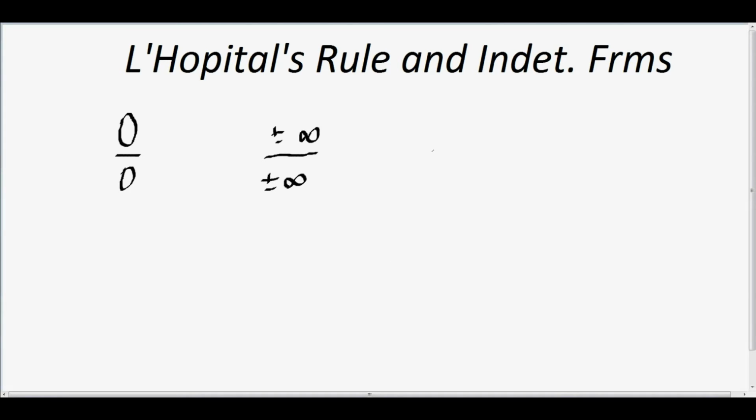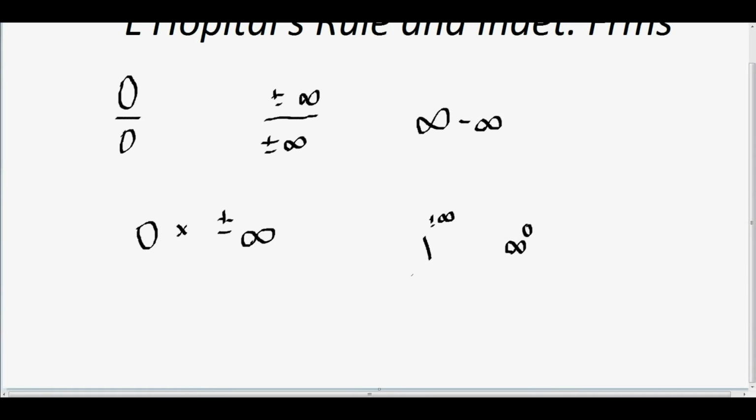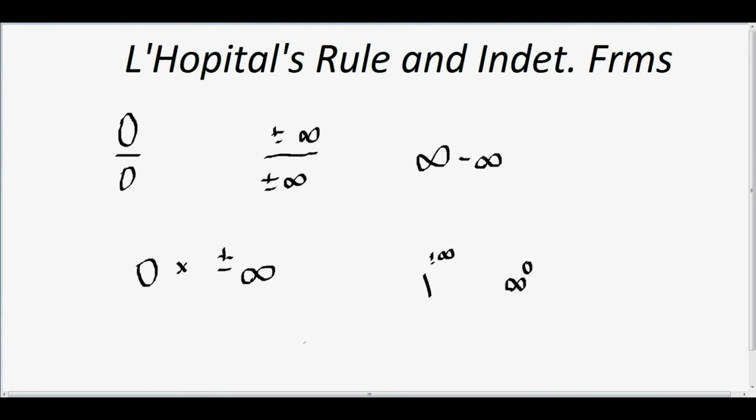Then there's infinity minus infinity. Then there's 0 times plus or minus infinity. And then finally there's 1 to the plus or minus infinity and infinity to the 0. So just forget about those ones I talked about last time because I wasn't really sure.